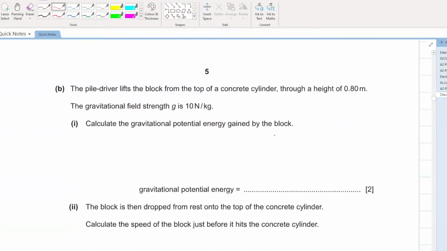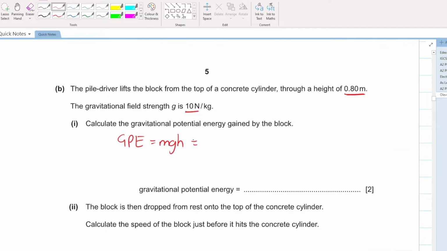The pile driver lifts the block from the top of a concrete cylinder through a height of this. The gravitational field strength is 10. Calculate the gravitational potential energy gained by the block. How will you calculate the gravitational potential energy?